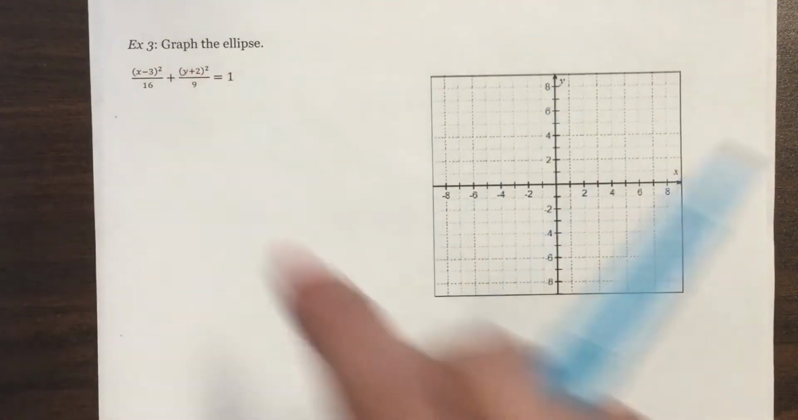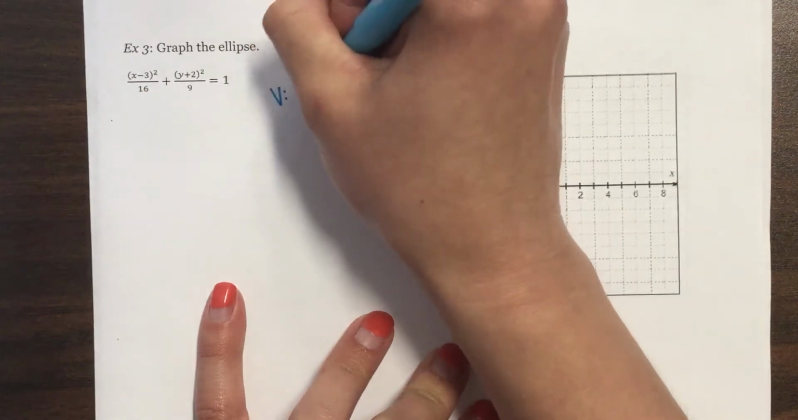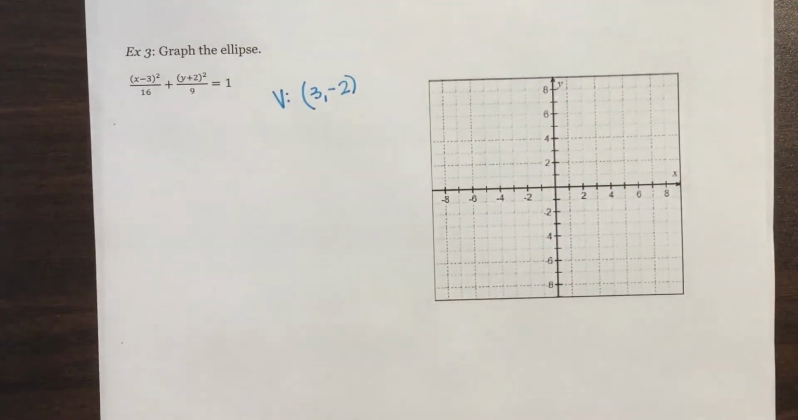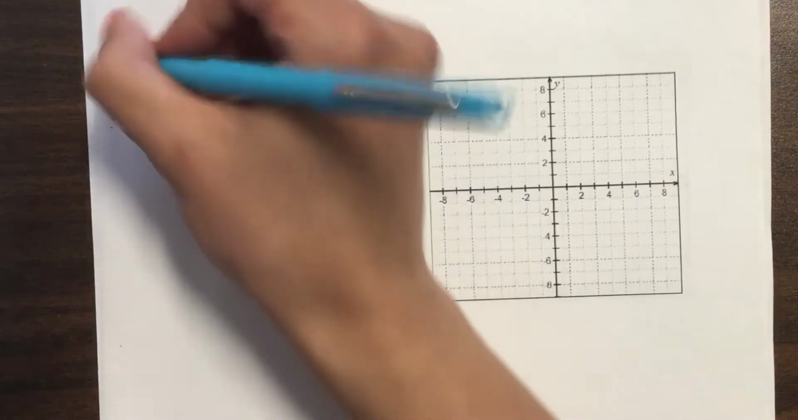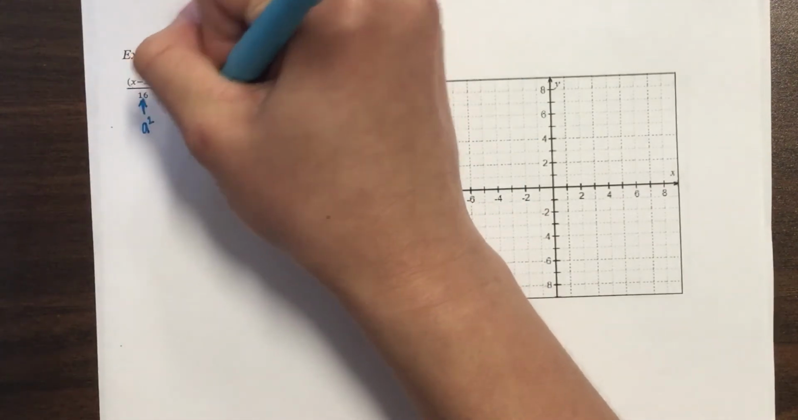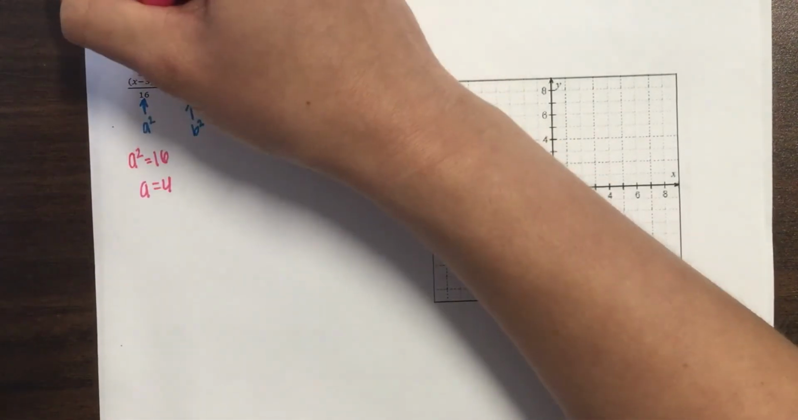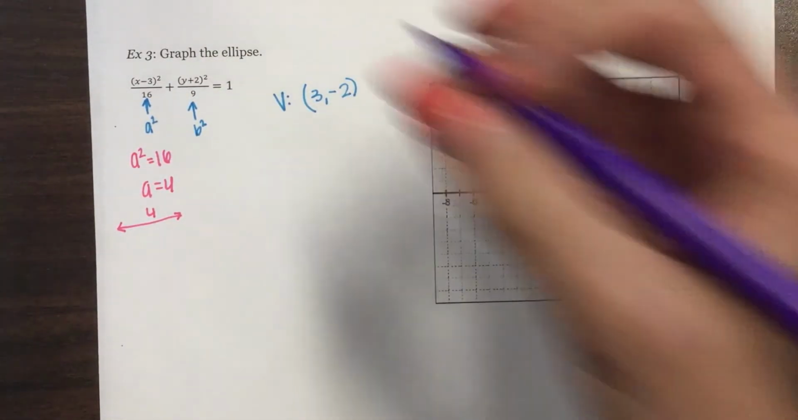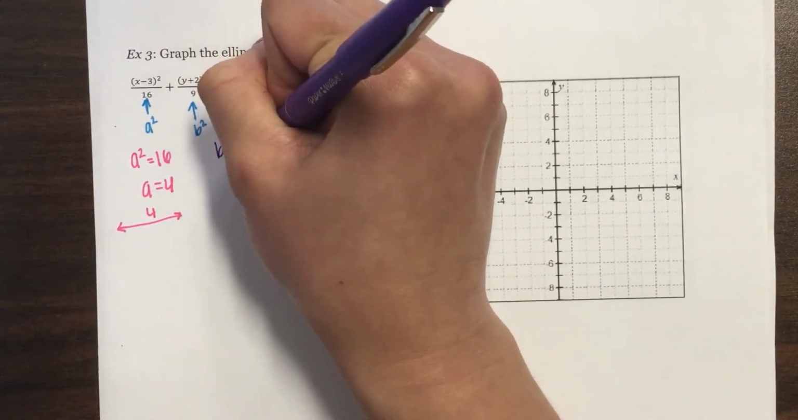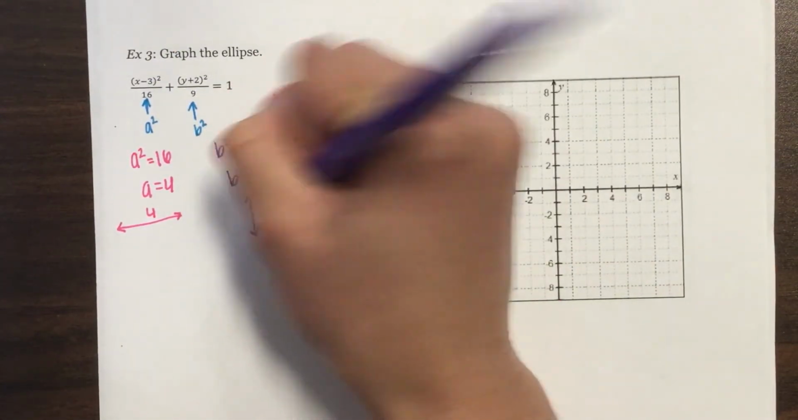So if our center is moved, we have to find our center first. We're always finding our center. This is already set equal to 1. We're good. So the center, same as circles, is the opposite of what's in here. So that's going to be 3, -2. Okay, and we're still going to find our a and our b. It's the same way, our a squared and our b squared. 16 is bigger than 9. So this is my a squared. This is my b squared. So a squared equals 16, which means a equals 4. That's underneath the x, so that means I go left and right 4. And that's 4 in both directions. Okay, and then b squared equals 9. So b equals 3. It's underneath the y. Y is the vertical axis, so I go up and down 3.